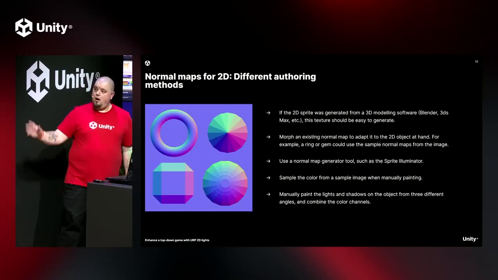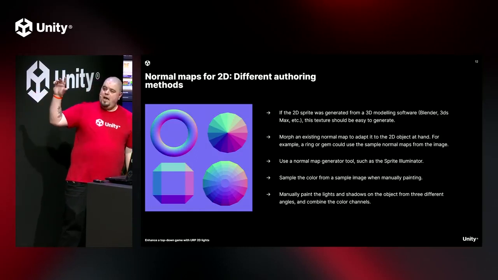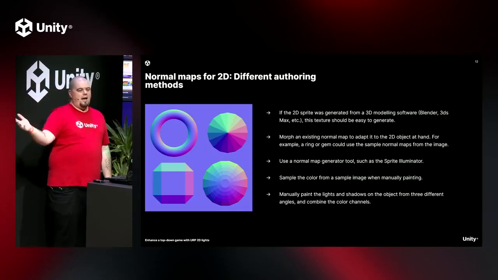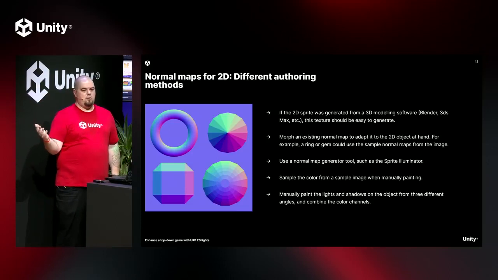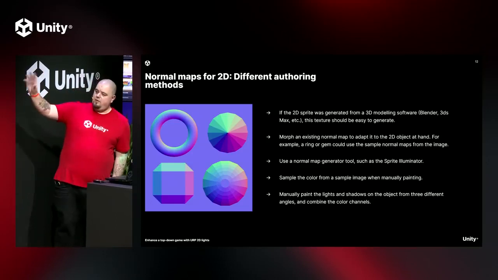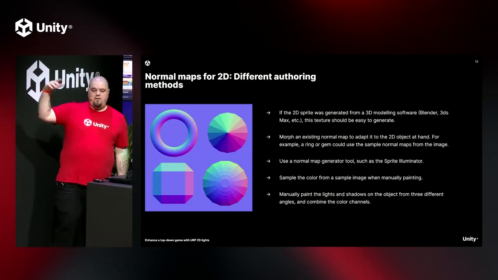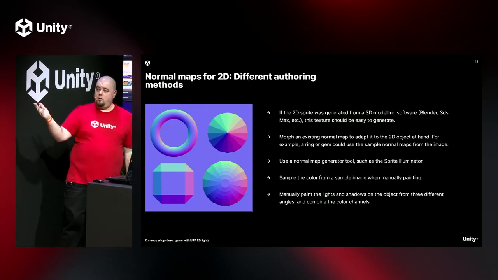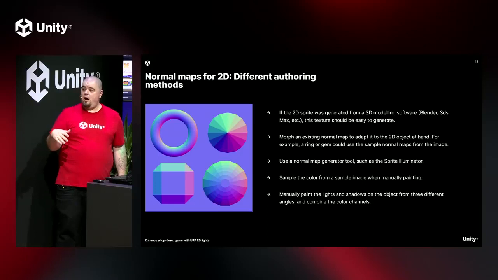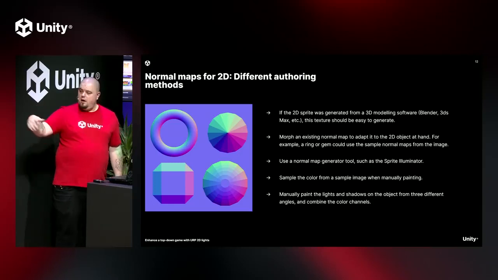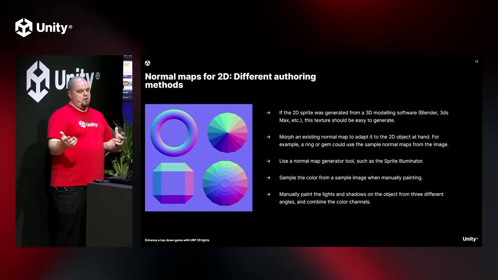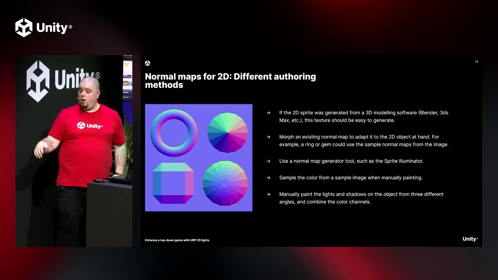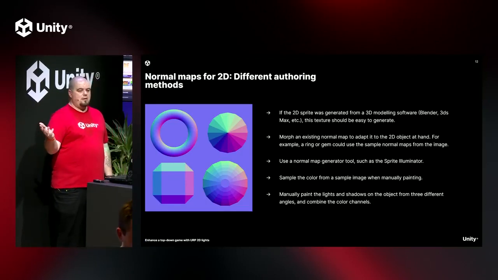And here, again, we're talking about normal maps. There are a lot of different ways to get a normal map for your asset. They've listed a bunch here. Obviously, if you make it in a 3D space like Blender, you can bring it in and it will be a normal map that will function correctly. There are special generators like Sprite Illuminator that can help you generate a normal map on your own. If you want to, you can also manually paint them in.